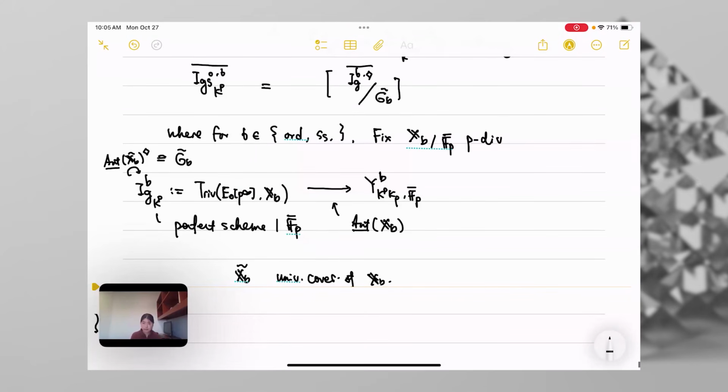Is there any extension of this away from the good reduction locus? Yes, I mentioned at the beginning that Daniel will probably explain this. It follows from his work that you can extend away from the good reduction locus.